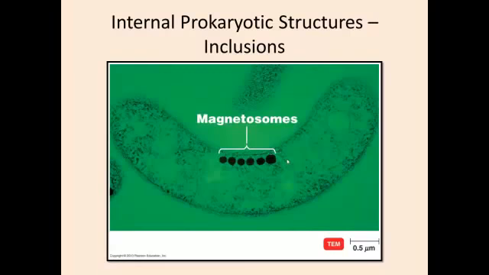But most of the time, inclusions are either food stores for the cell, can be either lipids or carbohydrates, neither of which stain very well, or they can be waste products that the cell is waiting to get rid of. There are some bacteria that develop sulfur as a waste product, and they store them in inclusions until they can get rid of them.